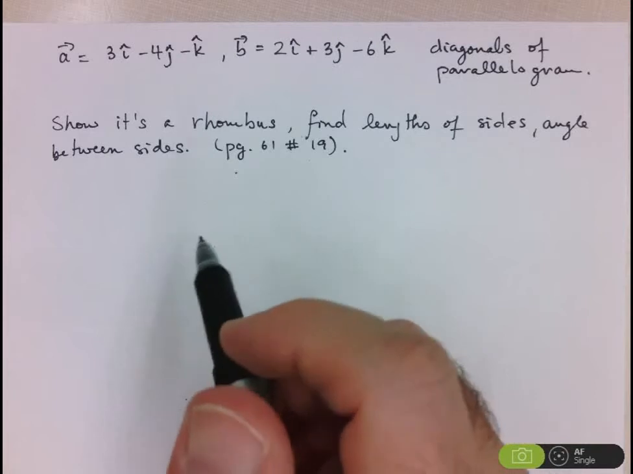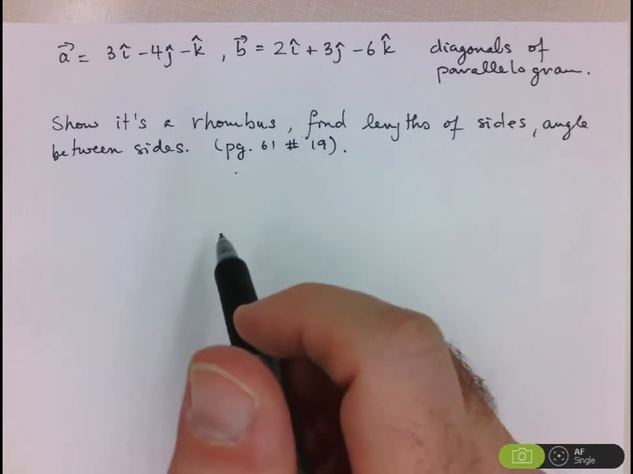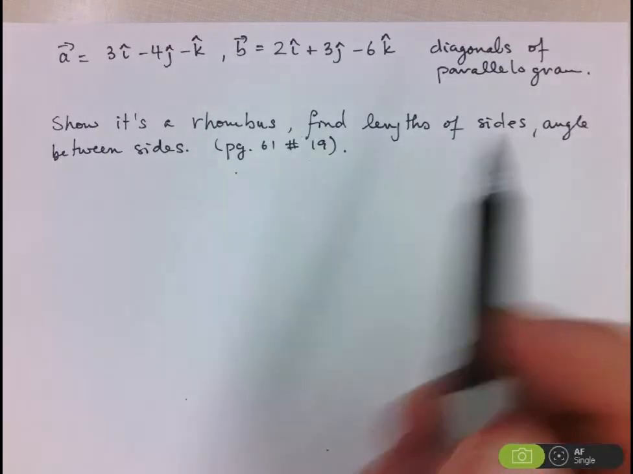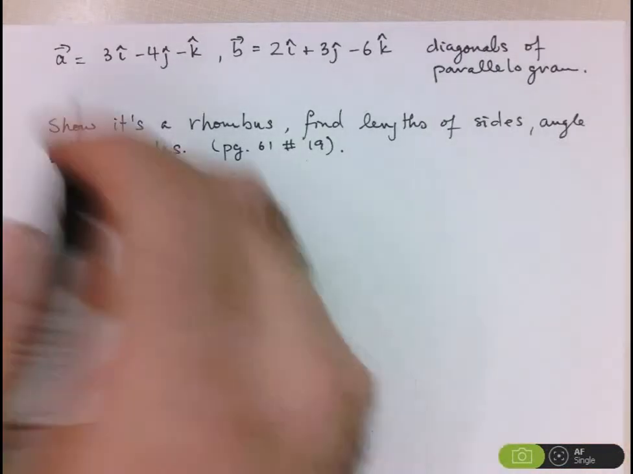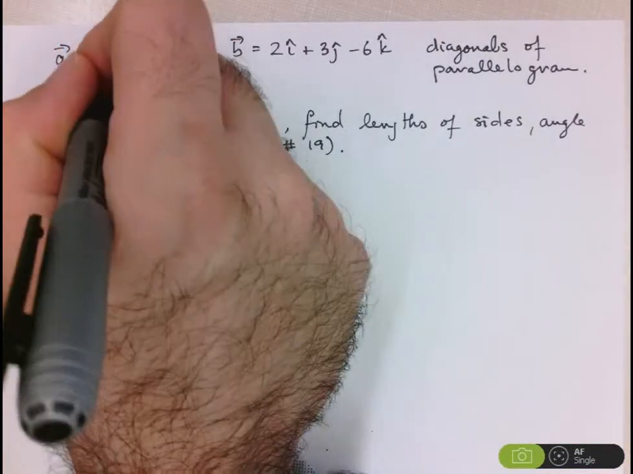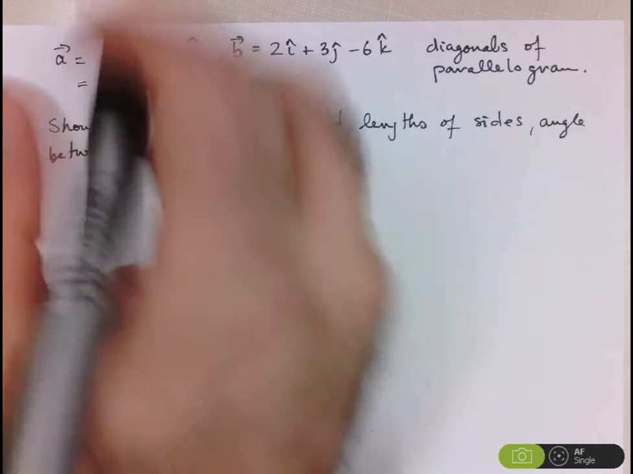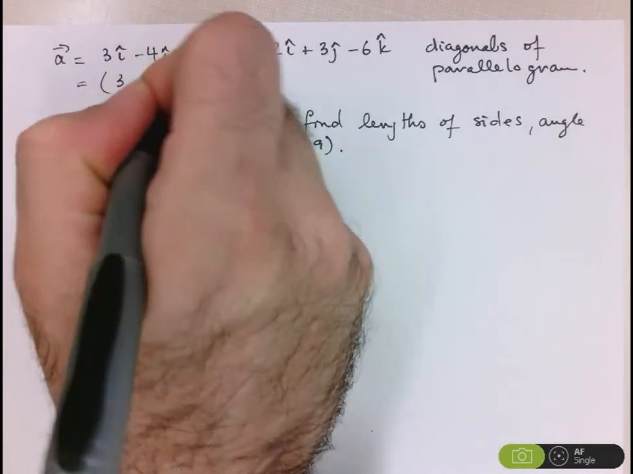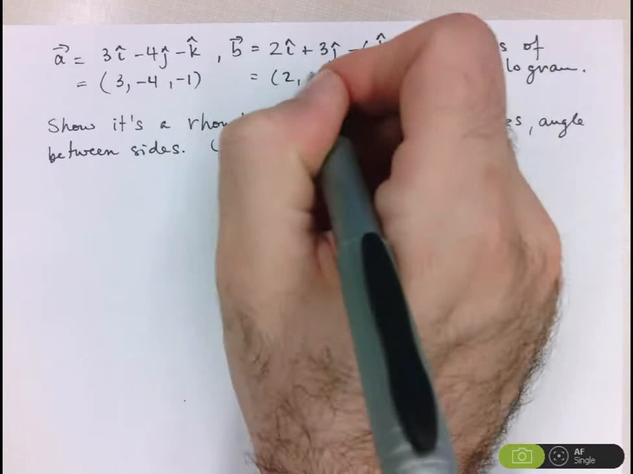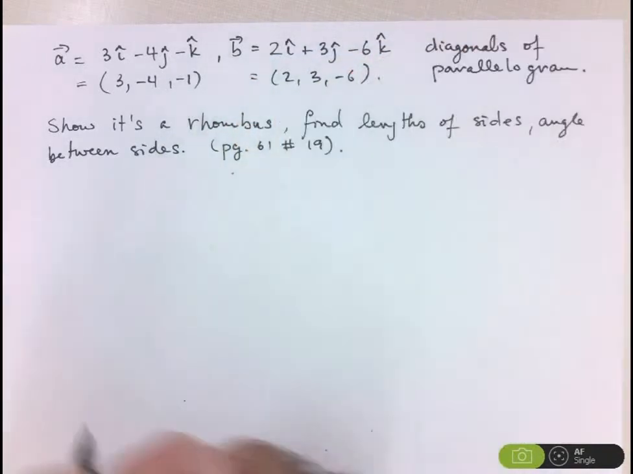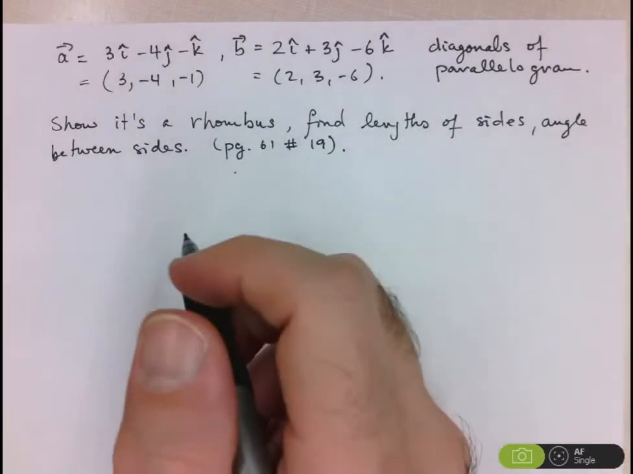If you think about it, in a parallelogram, once you know one of the angles, you're able to find all the other angles. So the first thing I'm going to do is rewrite this in algebraic form. It'll be a lot easier to work with. So this will be the vector 3, -4, -1, and this will be the vector 2, 3, -6. And I'm going to draw myself a picture here to help me out.